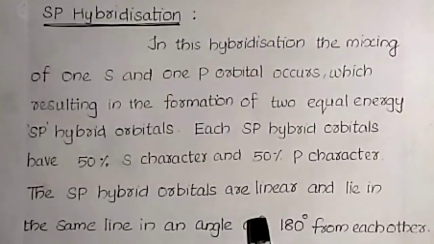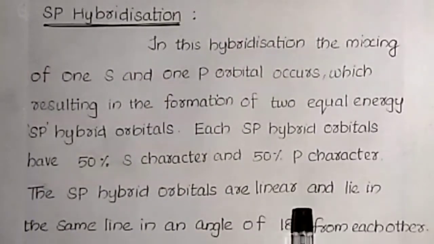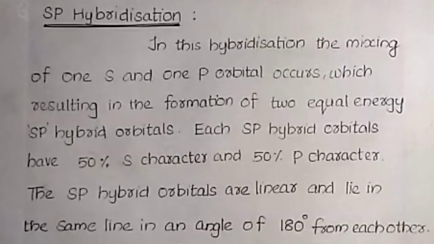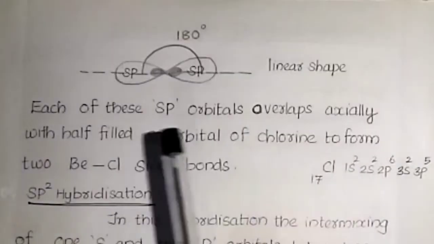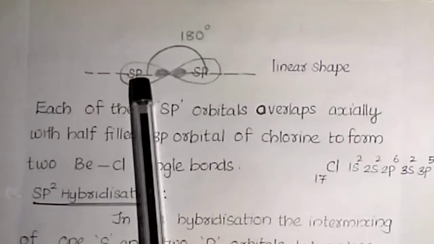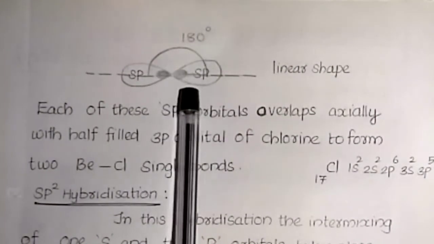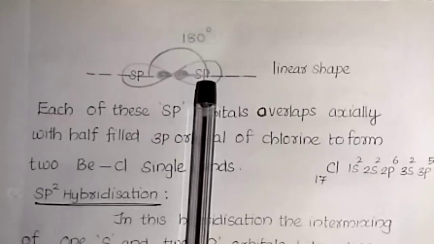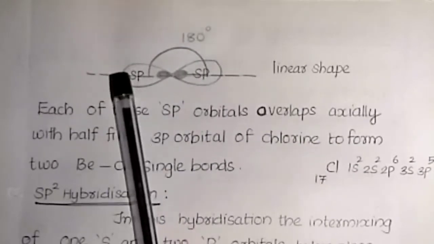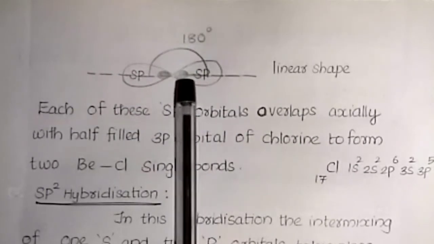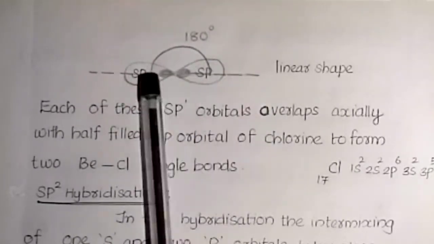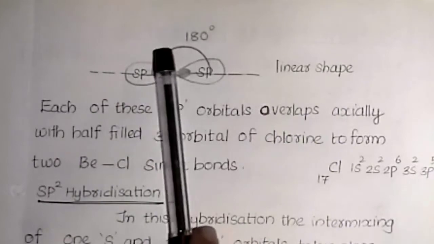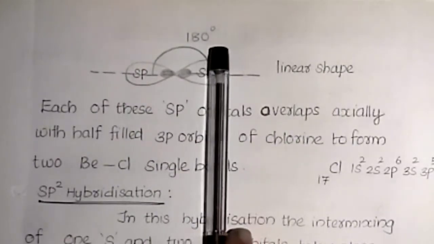The sp hybrid orbitals are linear in shape and lie in the same line at an angle of 180 degrees from each other. You can see in the figure, when one s and one p orbital combine to form two sp hybrid orbitals, one is this sp and the other is this sp hybrid orbital. These are arranged in a line, so it has a linear shape with the angle 180 degrees.